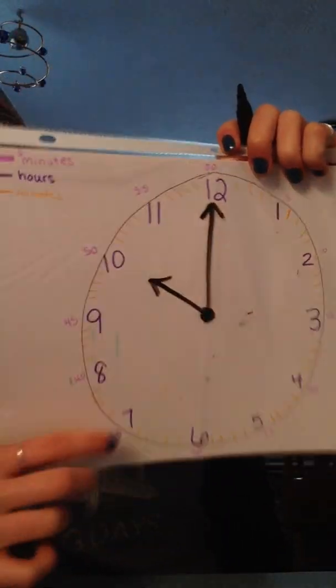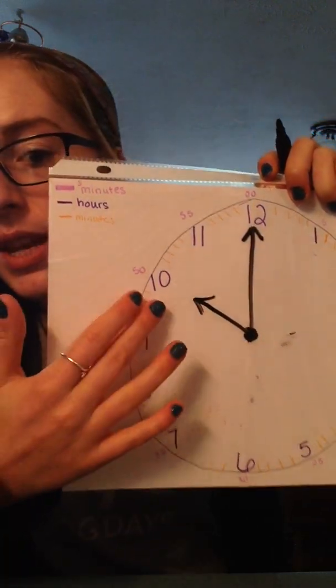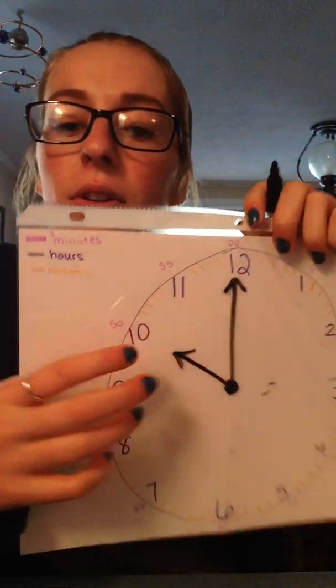What if I do this? What's the hour hand, the shorter hand, pointing to? Yeah, the 10, so it would be 10 o'clock.